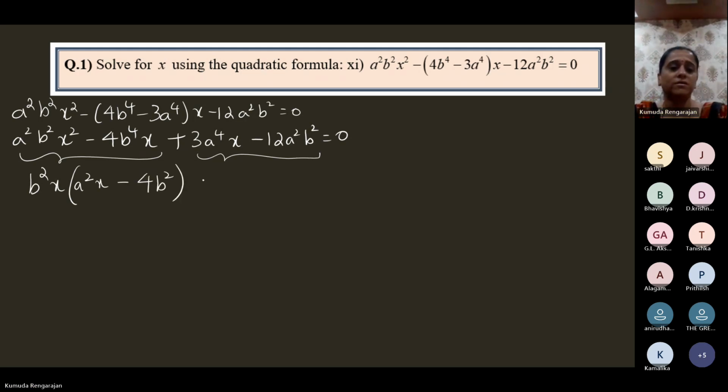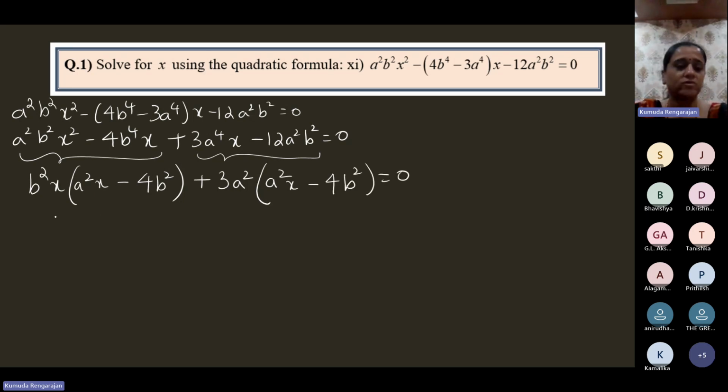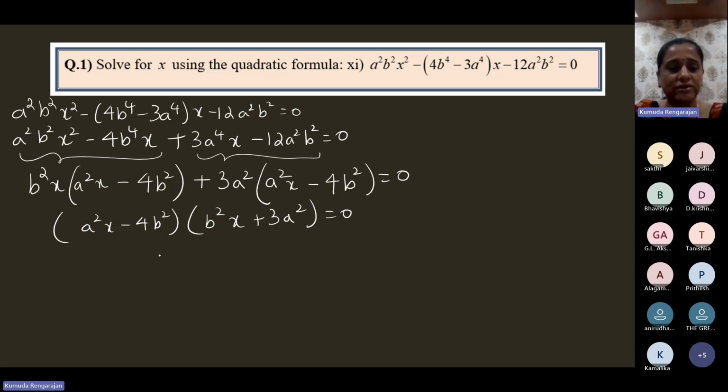Plus 3. Between 3 and 12, 3 is common. Between a to the power 4 and a squared, a squared is common. That's all, nothing else. Open bracket. So you have a squared. 3a squared into a squared is a to the power 4, x, and plus into minus is minus, 3 fours are 12, b squared is equal to 0. So we have (a squared x minus 4b squared) into (b squared x plus 3a squared) is equal to 0. So equate each factor to 0.